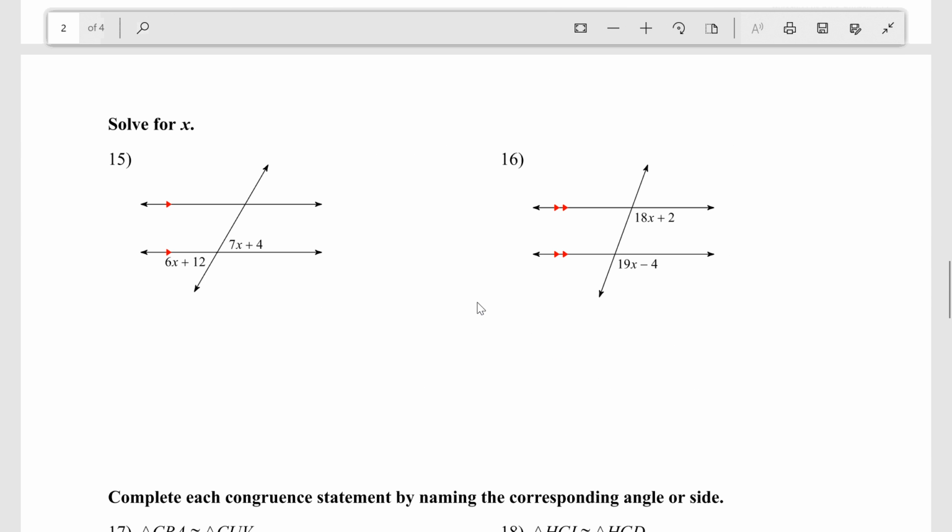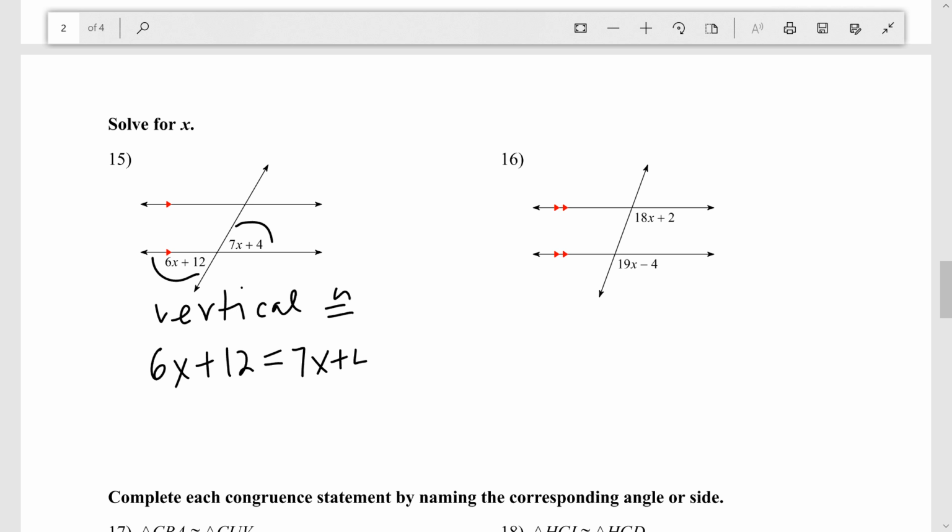Moving down for this one, this is again similar to the previous section, except you're taking one step further and solving for x. So let's take a look at one of these. For example, number 15, the relationship for these angles, 6x plus 12 and 7x plus 4, is that they are vertical angles. Remember that I said vertical angles are congruent. So we could go ahead and say here that 6x plus 12 is equal to 7x plus 4.